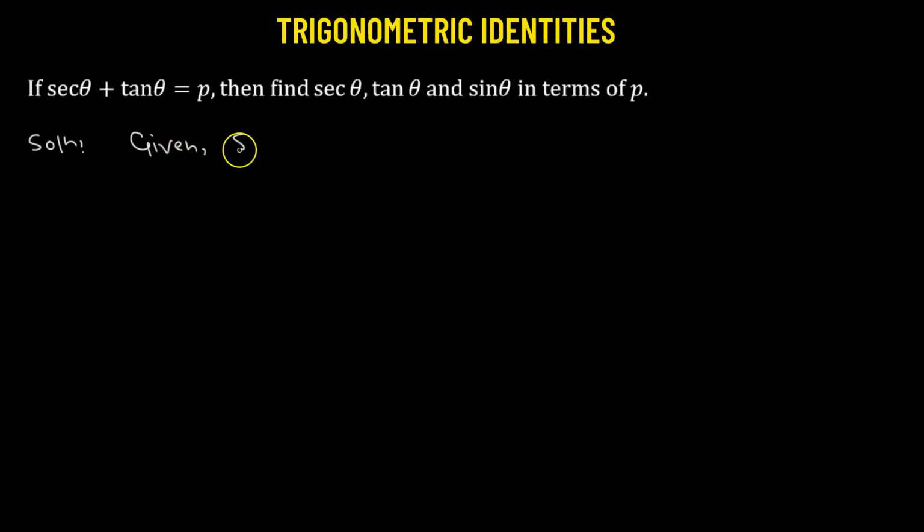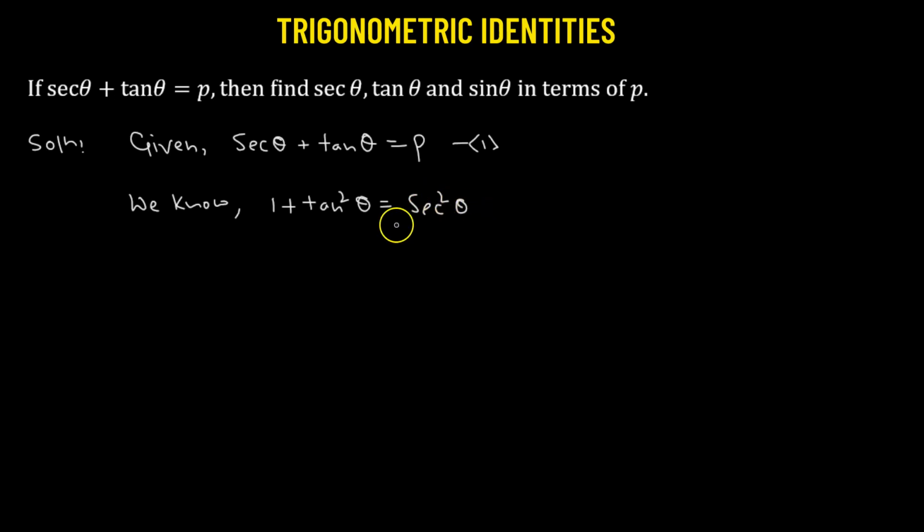We are given that secant theta plus tangent theta equals p. We're going to label this as equation number 1. Now, we're going to use an identity. We know that 1 plus tangent squared theta equals secant squared theta. That's a standard identity, which can also be expressed as secant squared theta minus tangent squared theta equals 1. Now, we can factorize secant squared theta minus tangent squared theta using the identity a squared minus b squared equals a minus b times a plus b.